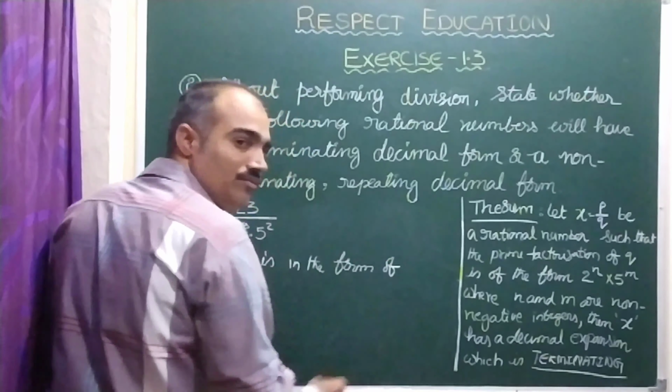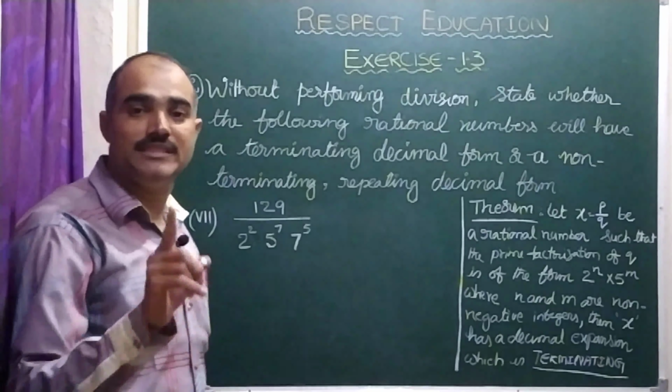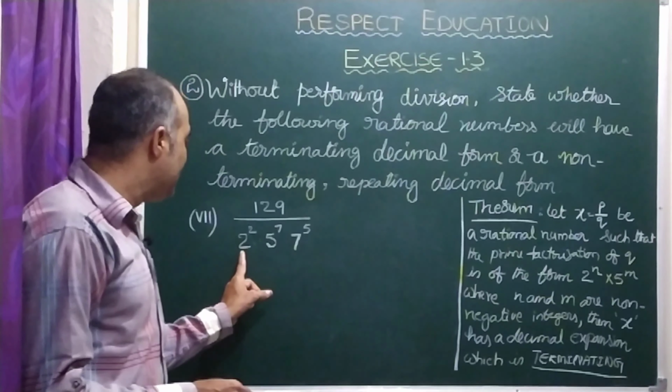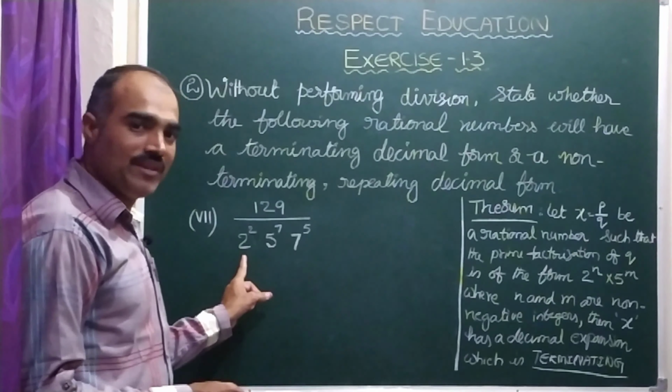Now let us see the next bit, that is the 7th one. 129 by 2 power 2, means 2 square into 5 power 7 into 7 power 5. Clearly you just observe children, the prime factorization of q is not in the form of 2 power n into 5 power m. But here you need to take care children, before concluding any statement, sometimes checking is required. You see here it is 2 power n into 5 power m, so the excess value is 7 power 5. Sometimes it may be cancelled with the numerator children. Okay, that is what you need to take care here.